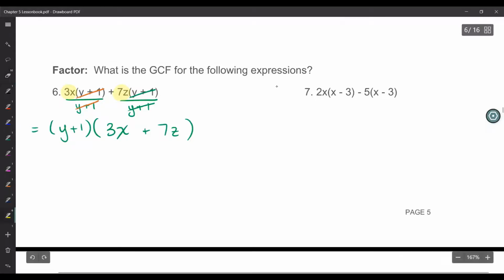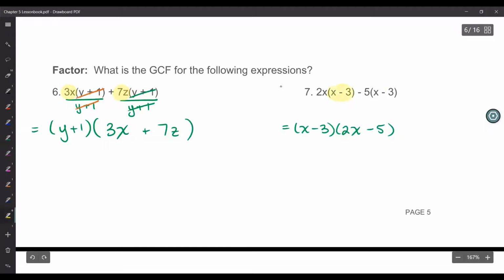So can somebody tell me how I can apply the same concept to this? What would this be once I've common factored it? Nicole, go ahead. Would it be x minus 3? And then would it be 2x, like bracket 2x minus 5? Yeah, okay. That's great. Yeah, perfect.